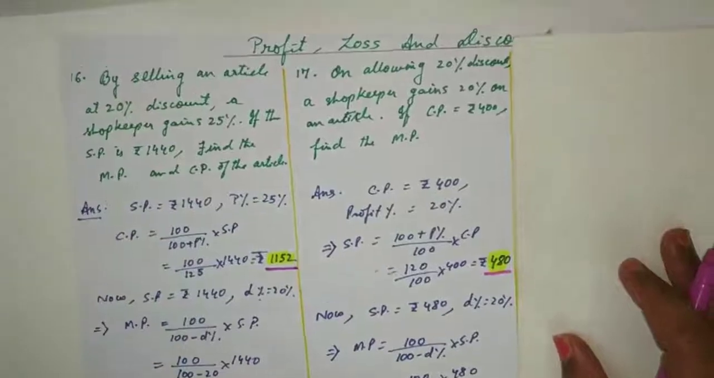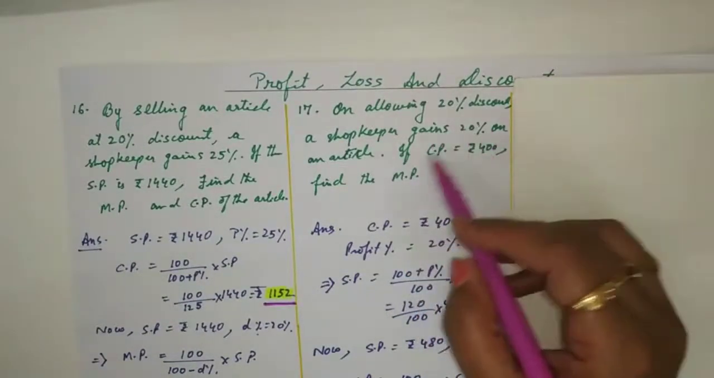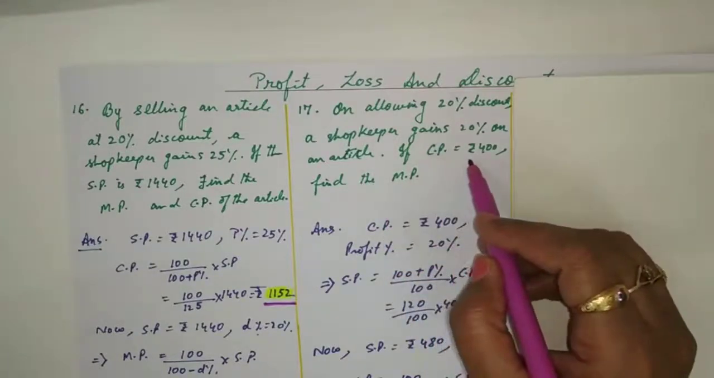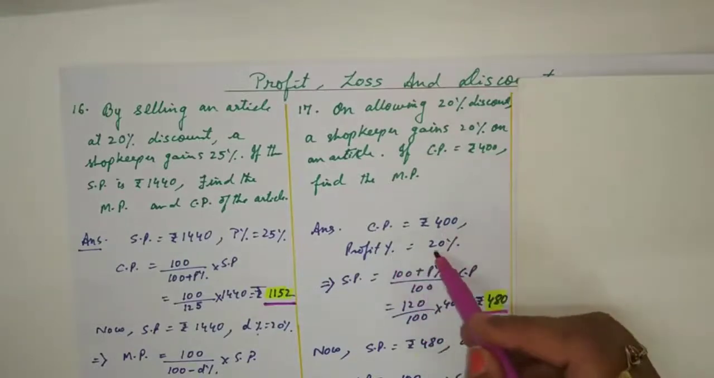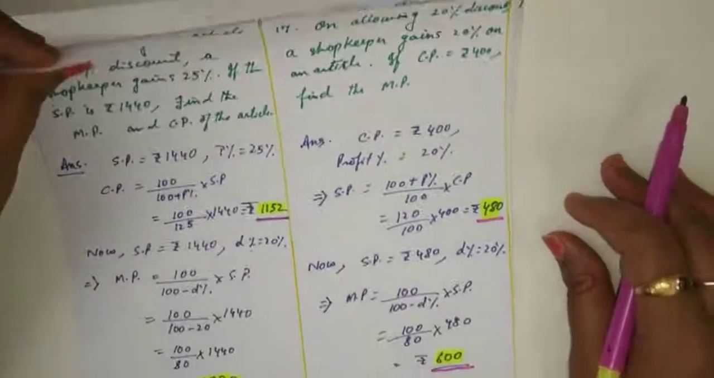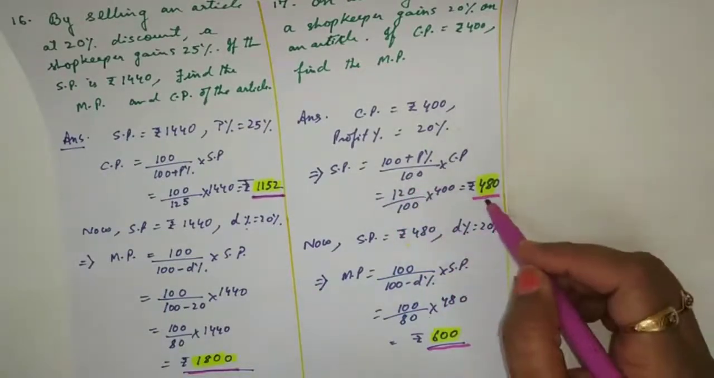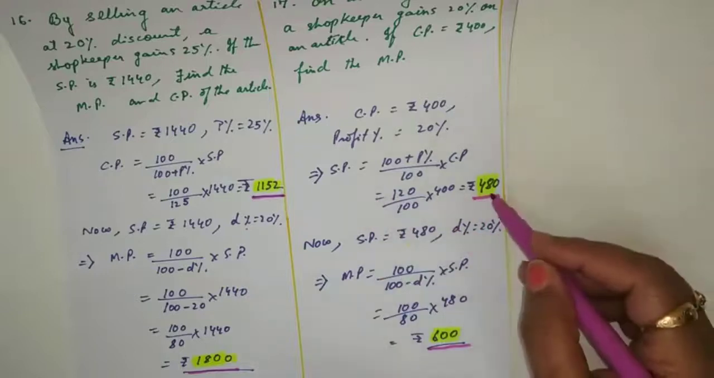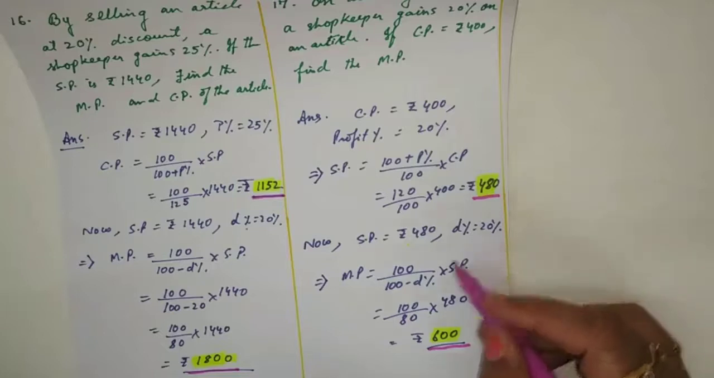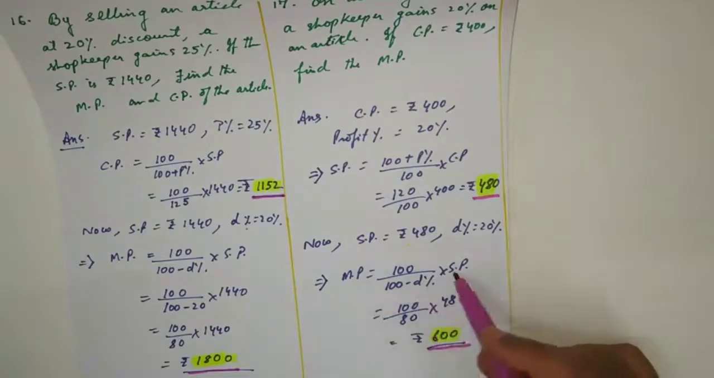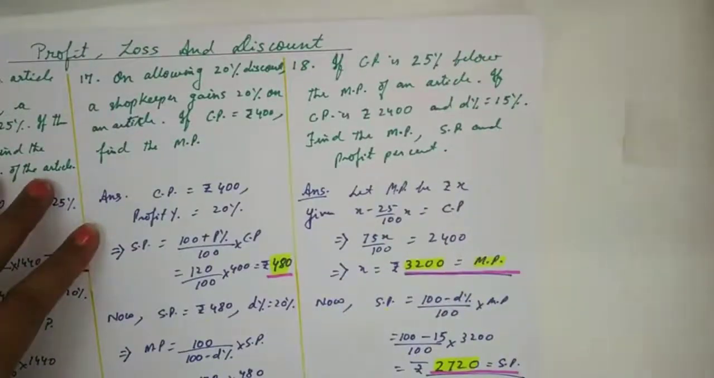And the next question is, on allowing 20% discount, a shopkeeper gains 20% on an article. If the CP is given, find the mark price. So we write what is given, CP, we write profit percent, we know the formula of selling price, I'm not repeating, substitute and we find the selling price. Now from the selling price that we found out just now and the discount percent given in the question, we write the formula of mark price, substitute and we know the answer. These are simple ones, straight questions.